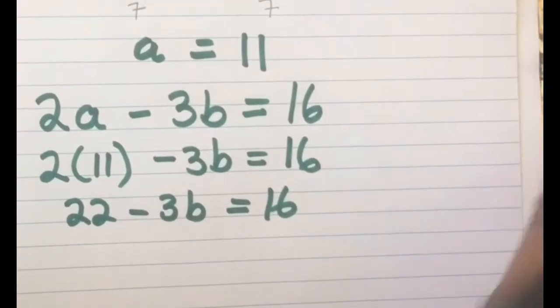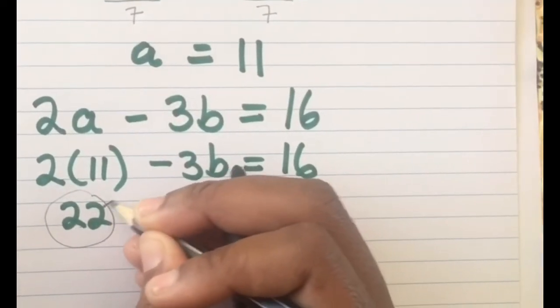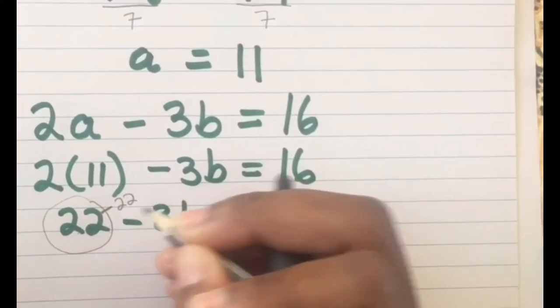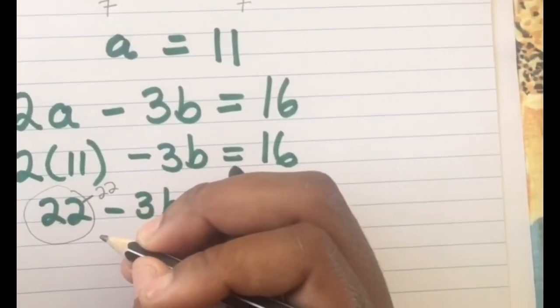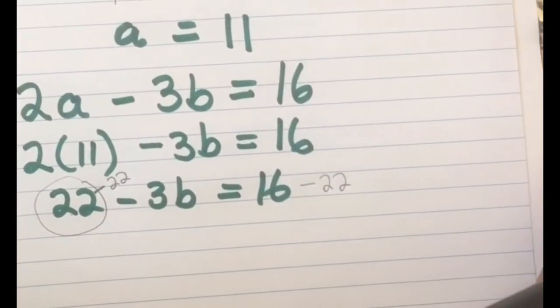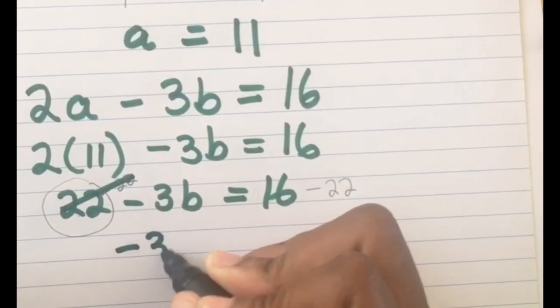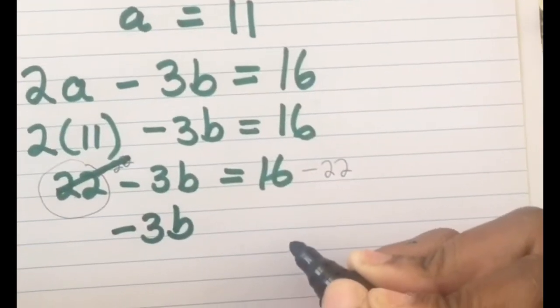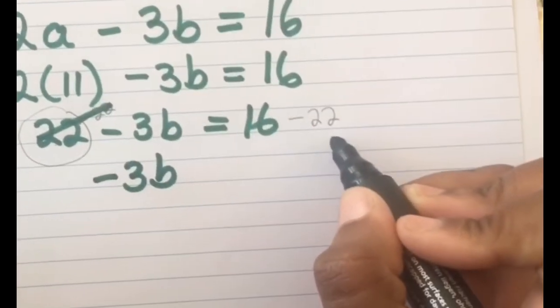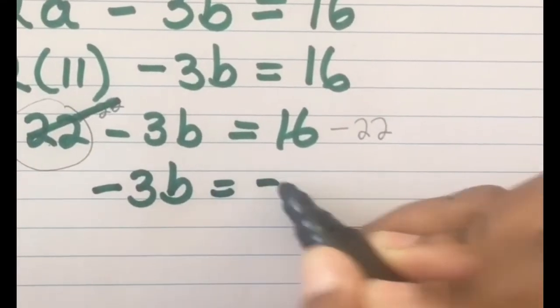I want to take the 22 away. And because it's positive 22, I need to minus 22 so that it can become 0. But whatever I decided to do there, I should come and do here. So basically, I'm going to say, okay, this one is now gone. So I'm just basically left with negative 3b. Then what is 16 minus 22? 16 minus 22 gives me a negative 6.